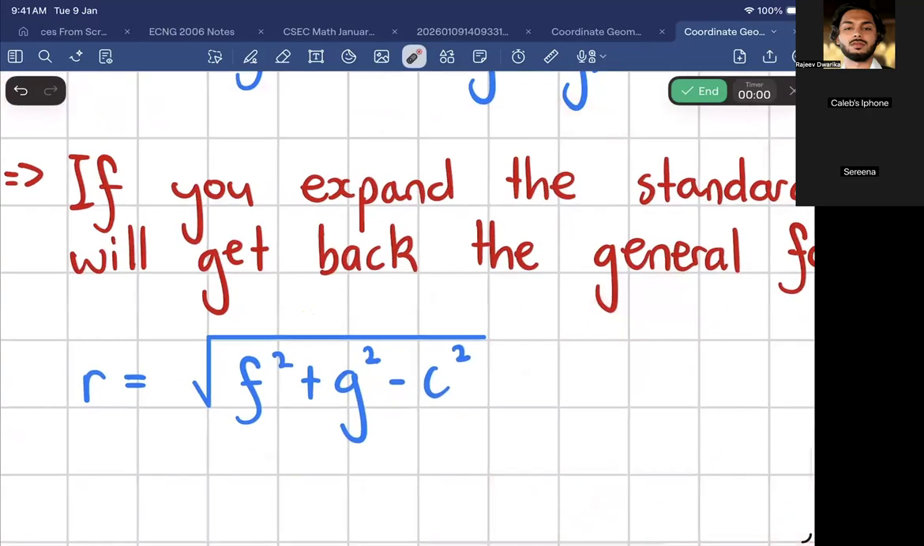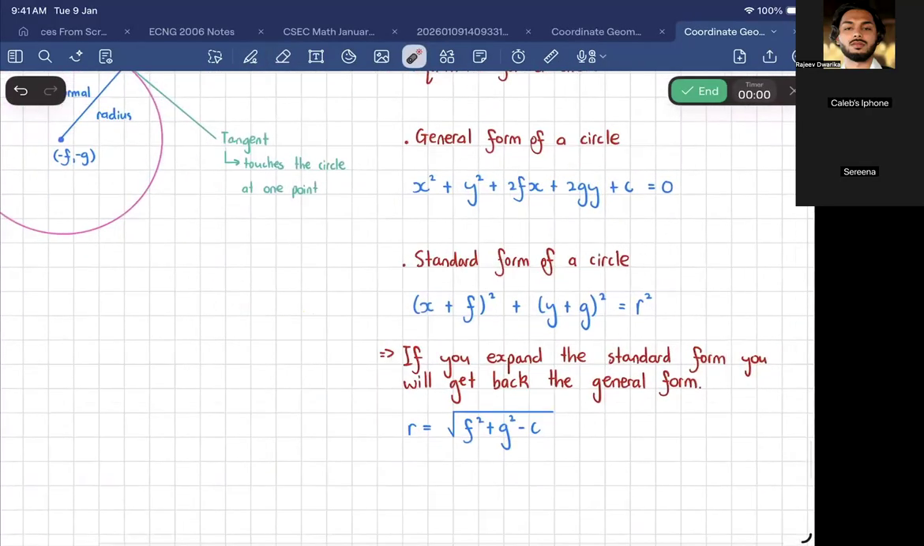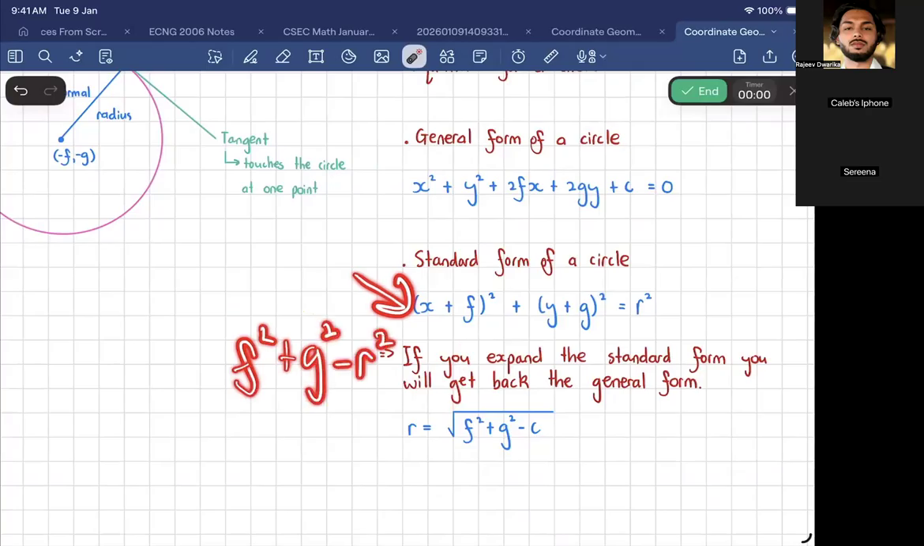I made a mistake here. It's not supposed to be squared. As you can see, it will work out because over here, if you expand this, you'll end up with f squared plus g squared. And if you move across the r squared, it'll be minus r squared, and that'll be equal to 0. So this entire thing, these are constant terms.